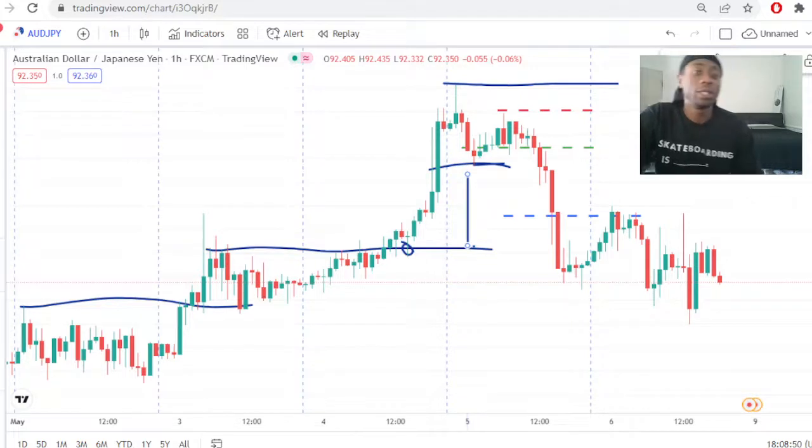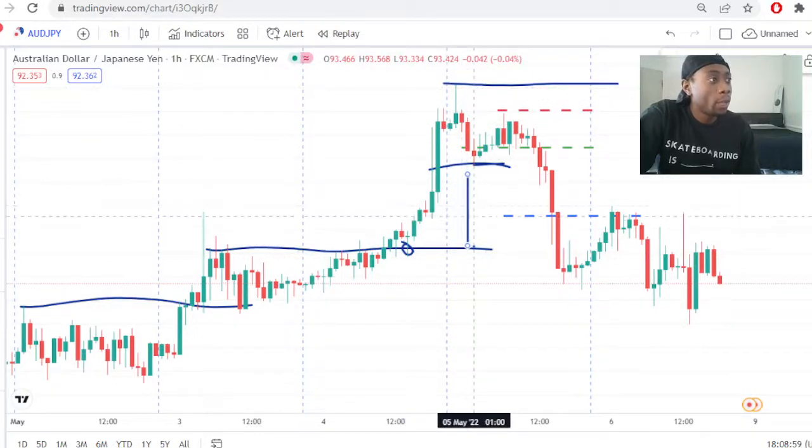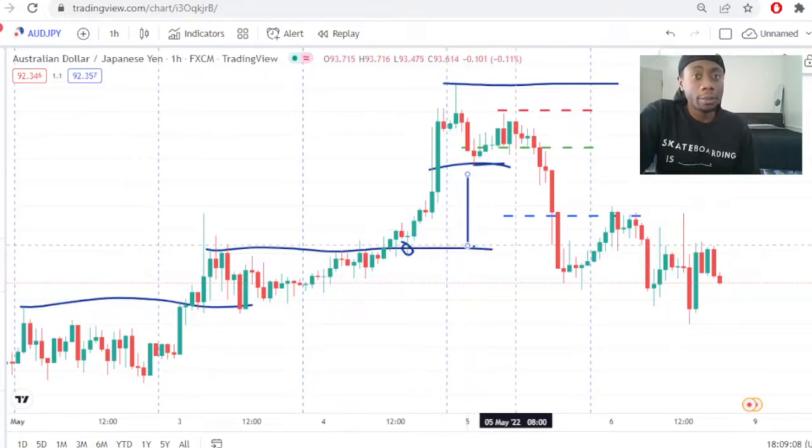Between the break of this level right here and the market shooting all the way up here, there was no retracement. So I figured this was the next area in which price might find some form of support, or perhaps go stagnant again.